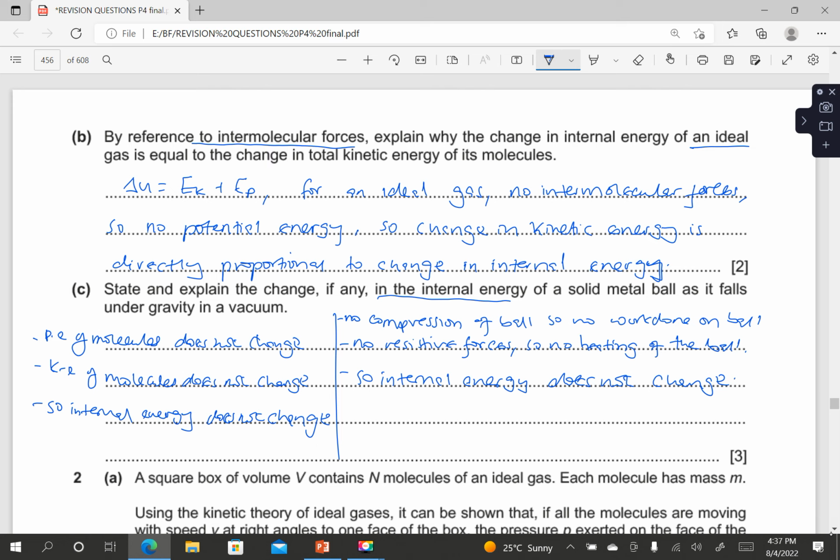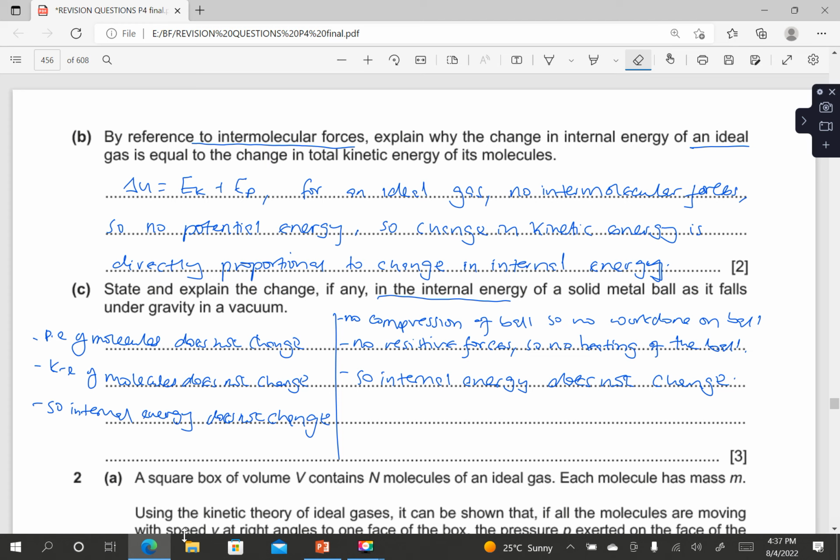Another person may want to look at it as the ball in general. Note that as the ball falls, there is a decrease in total potential energy of the whole ball. But as the potential energy decreases, the kinetic energy of the whole ball increases. And since it is in a vacuum, there is no external energy supplied. Still, it means there will be no change in internal energy.